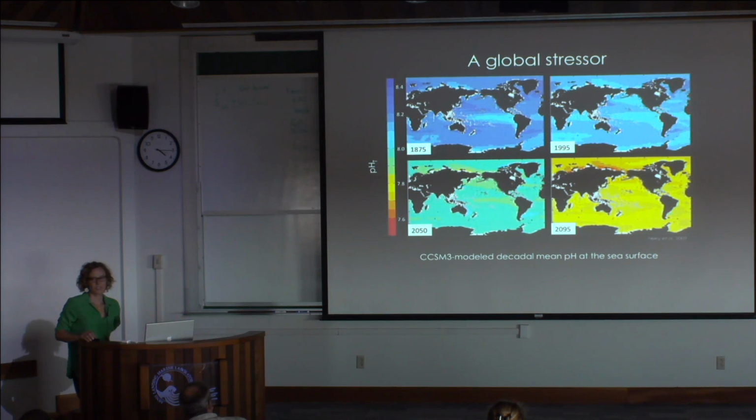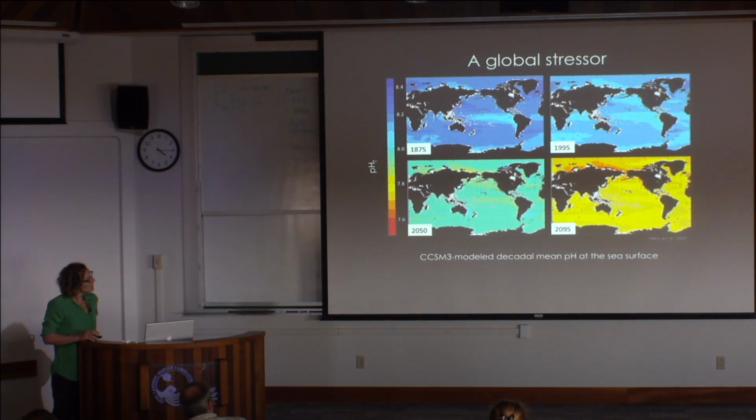These are the predictions from the CAR Community Climate System model. This was a few years ago. I'm sure we'll see some new projections in the new IPCC reports. But these are their projections for about a 0.4 unit decrease in ocean pH over the next 85 years.